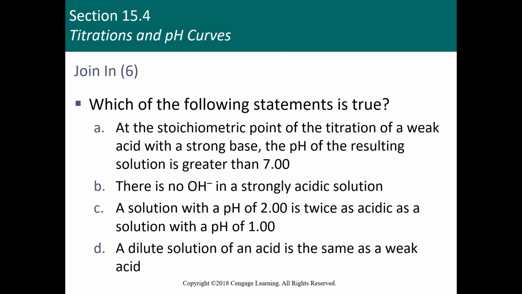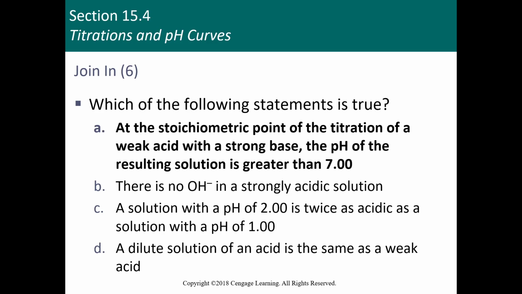Okay, so which of the following statements is true? At the stoichiometric point of the titration of a weak acid with a strong base, the pH of the resulting solution is greater than 7. There is no OH- in a strongly acidic solution. A solution with a pH of 2 is twice as acidic as a solution of pH 1. A dilute solution of acid is the same as a weak acid.